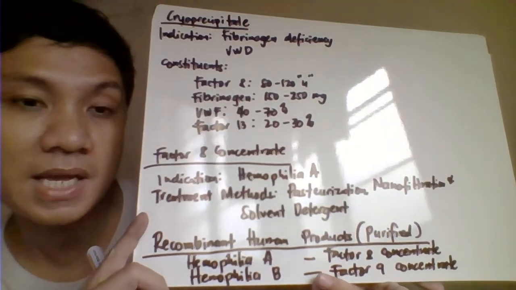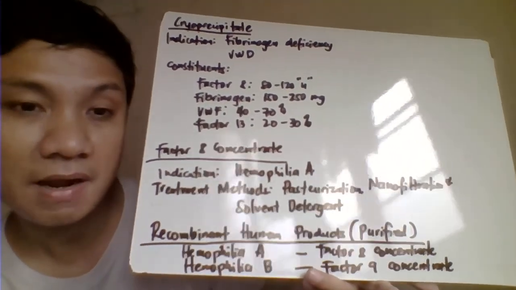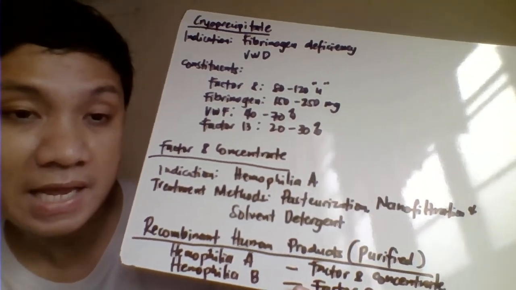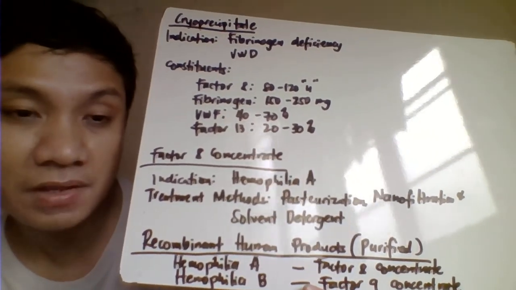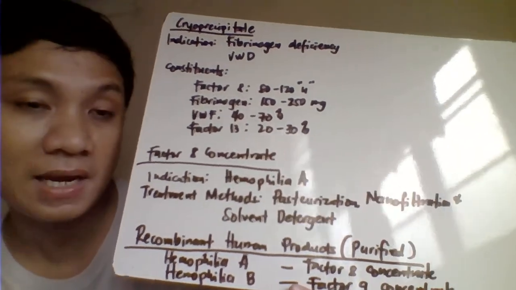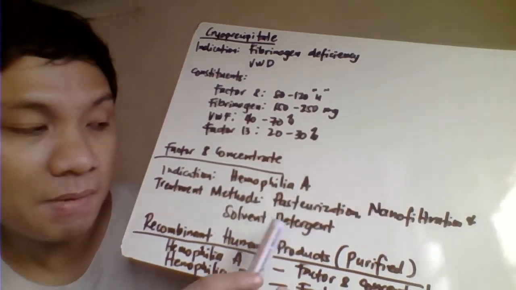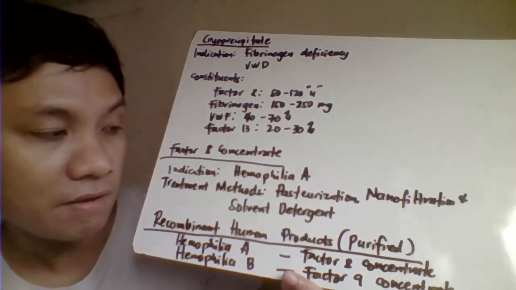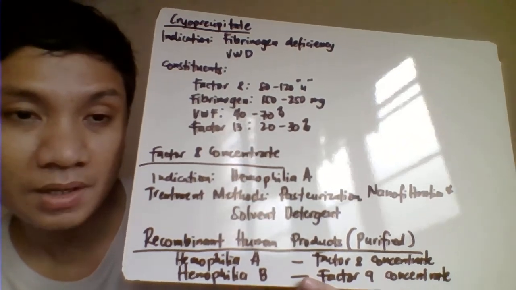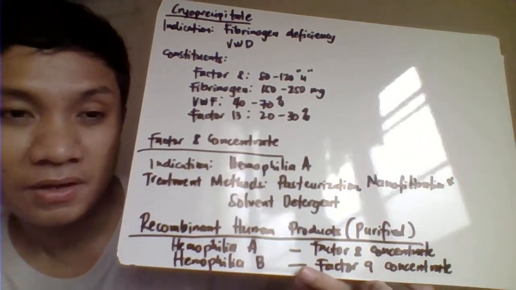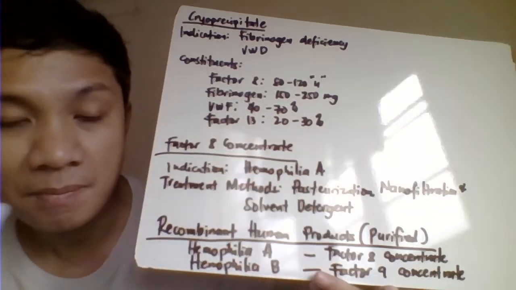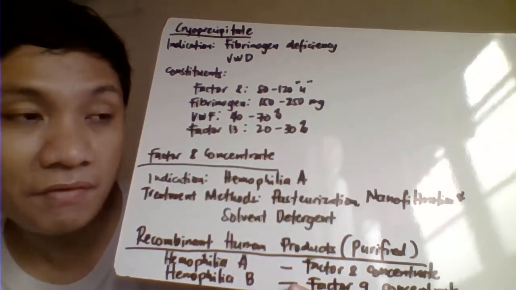Factor 8 concentrate is a type of plasma derivative. That one is primarily for the treatment of your hemophilia A. This is a plasma derivative, so it has undergone purification steps and even viral inactivation, either by pasteurization, nanofiltration, or solvent detergent, making this one less infectious. Okay, less likely to transmit viral infection because it has undergone processing with different methods for viral inactivation.